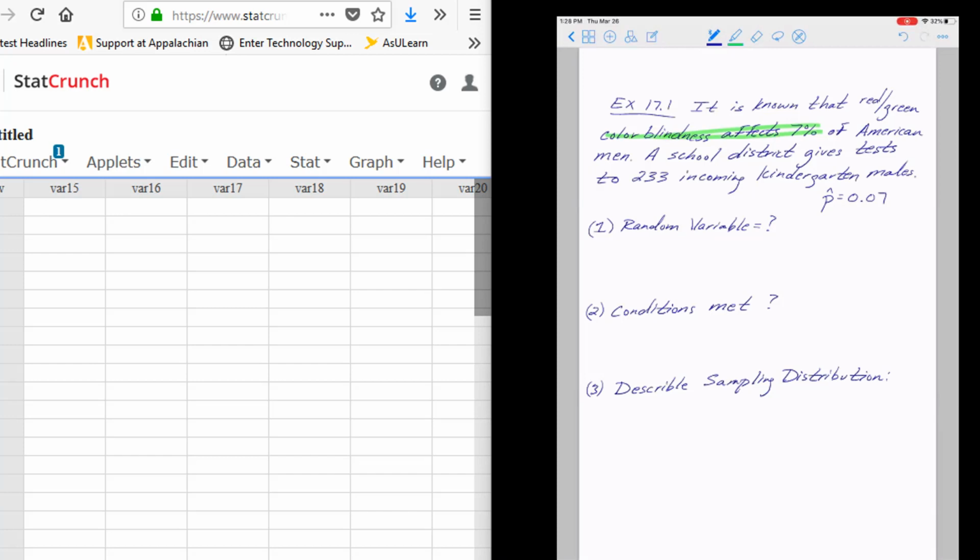And I also see here 233 incoming kindergarten males. That looks like it will be my sample size. N is equal to 233. So while we are here, let's also go ahead and write down what Q would be. So what's the opposite of that 7%? I'm seeing a 93% if we say 1 subtract 7%. Okay.